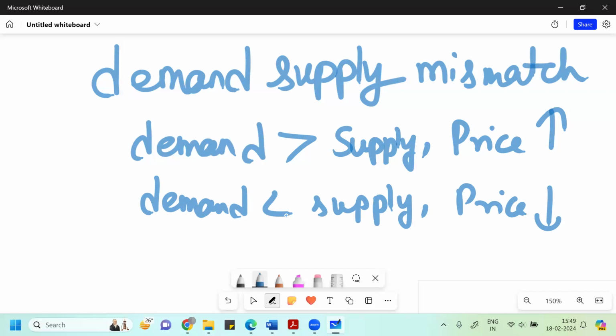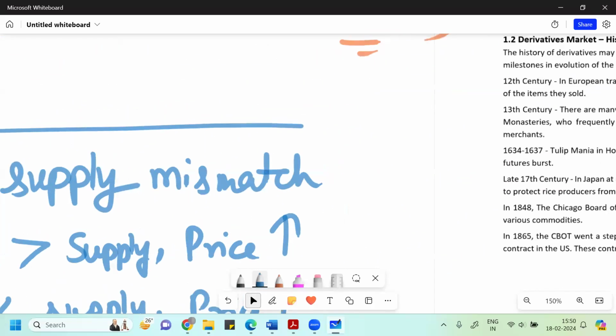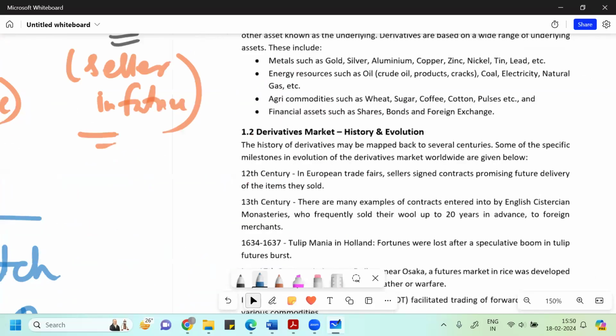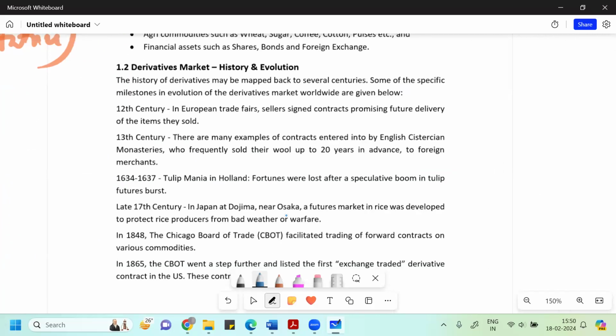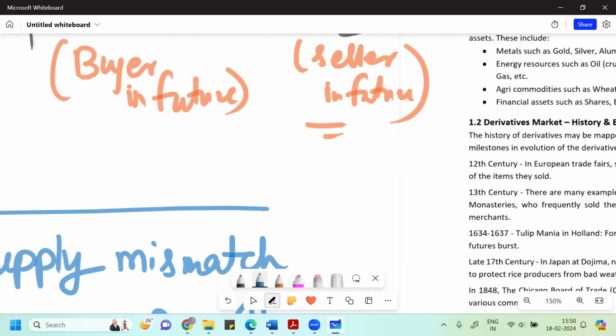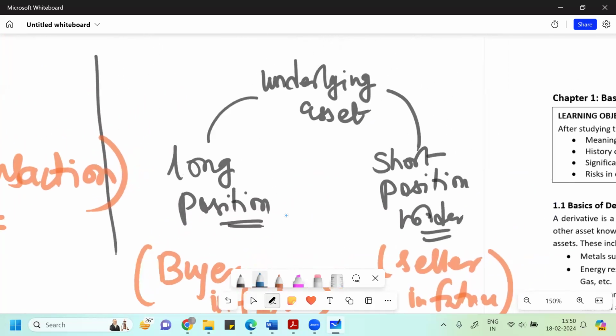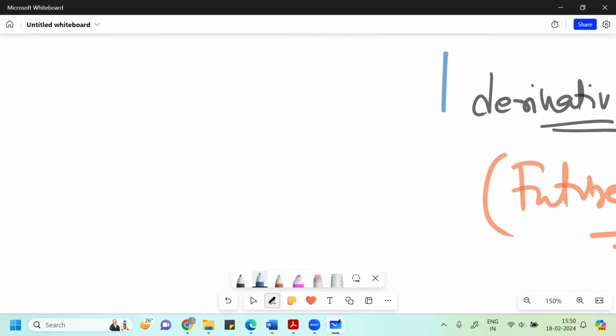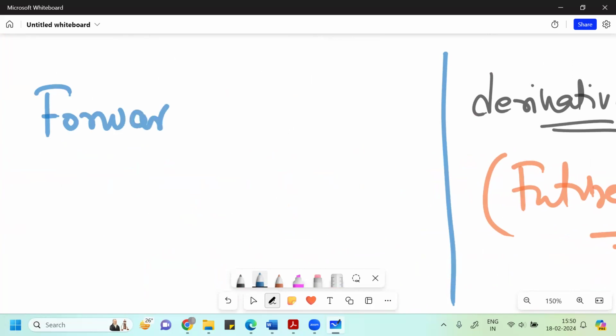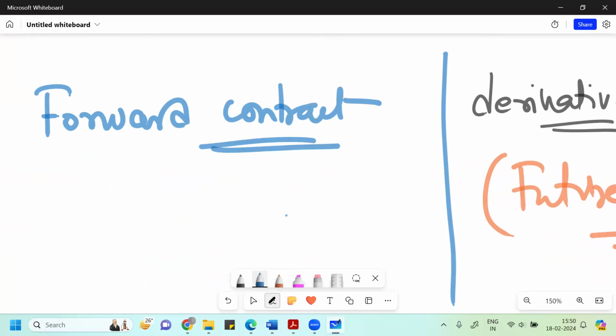So just to minimize this concern, that was the reason why derivatives came into the picture. Everyone, I hope you are getting it. If I'm talking about a scenario where two persons mutually decide the terms of the contract, that form of derivative instrument is called a forward contract.